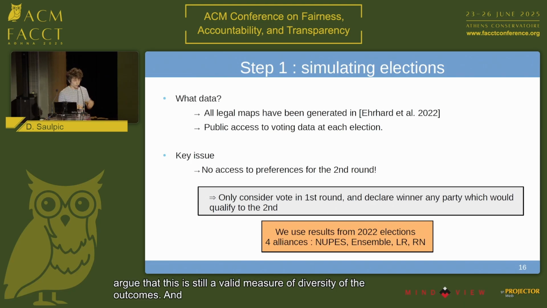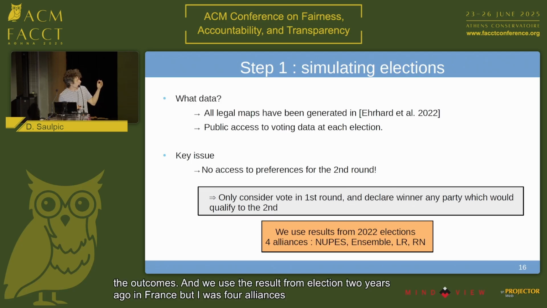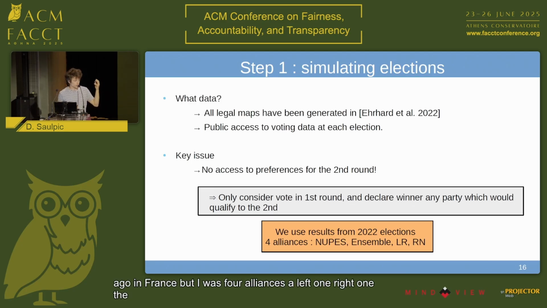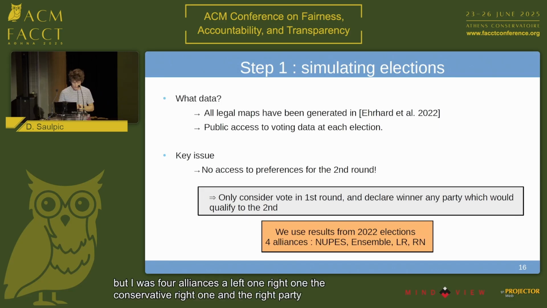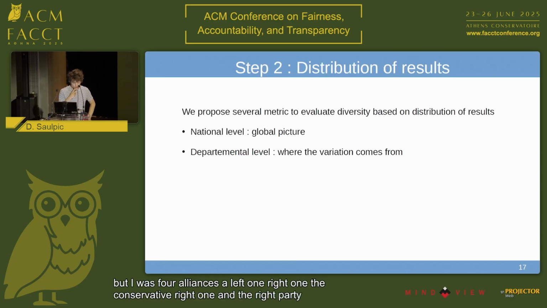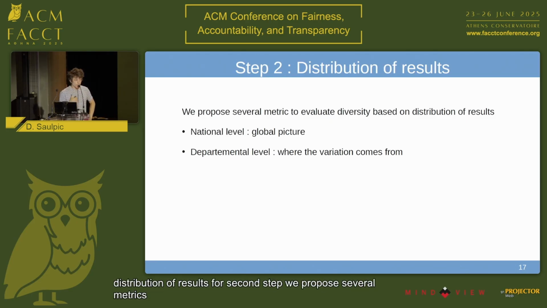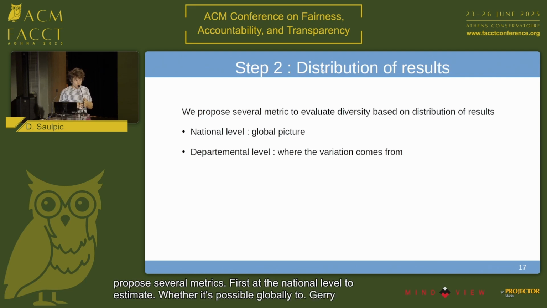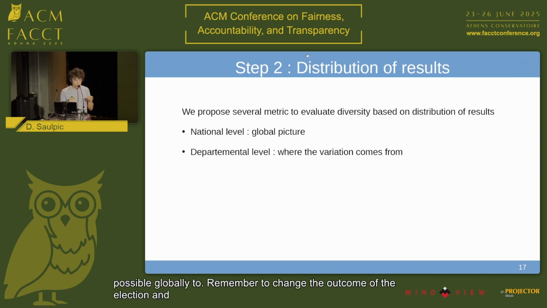And we used the result from the election two years ago in France, where there were four alliances: a left one, a right one, a conservative right one, and a far-right party. So to study the distribution of results for our second step, we propose several metrics. First, at a national level, to estimate whether it's possible globally to gerrymander, to change the outcome of the election, and by what margin. And then we zoom in at a departmental level to see where geographically the variation comes from.